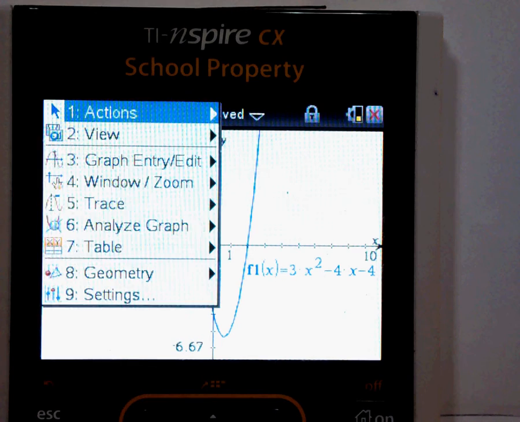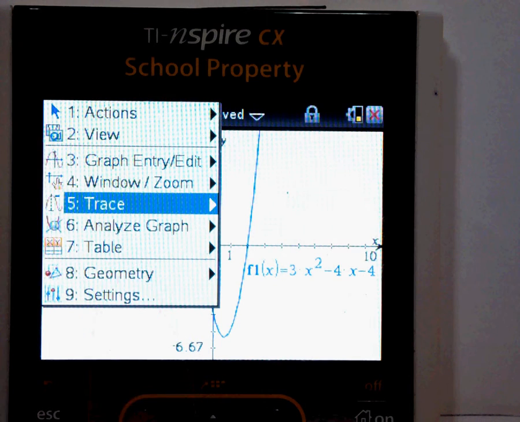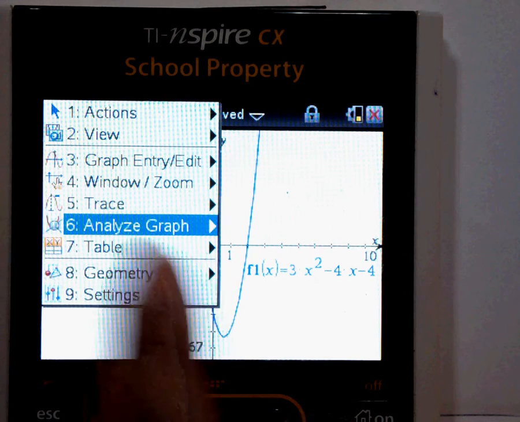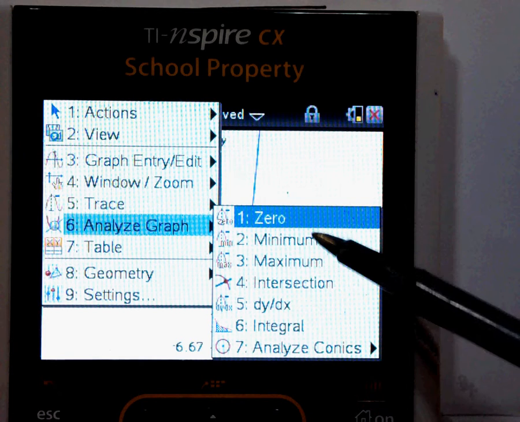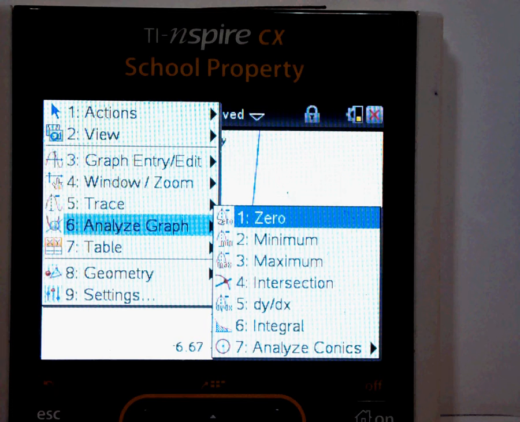So when you do menu and you go down to analyze, because that's what we're doing, we're analyzing the graph, what word do you see? Zero. One of the words in our ROXS, R-O-X-S, zeros. It's the second letter.